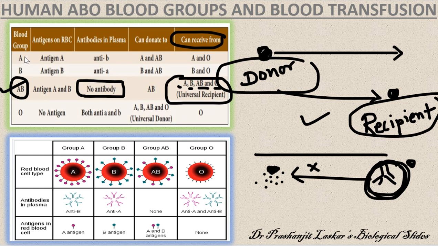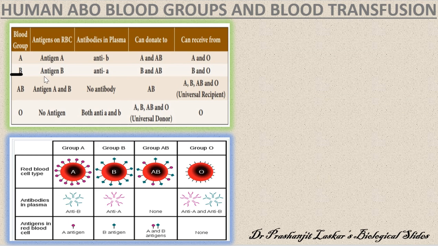So here the summary is given: a person with blood group A has antigen A on the RBC surface and antibody B present, and can donate to A and AB blood group persons and can receive from A and O. A person with B blood group has antigen B and anti-A antibodies, and can donate to B and AB and can receive from B and O. And AB and O were already discussed.